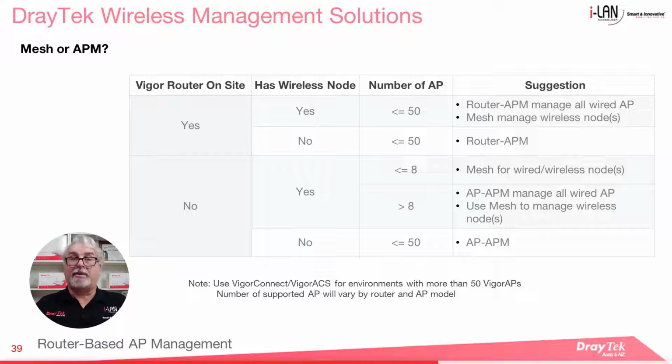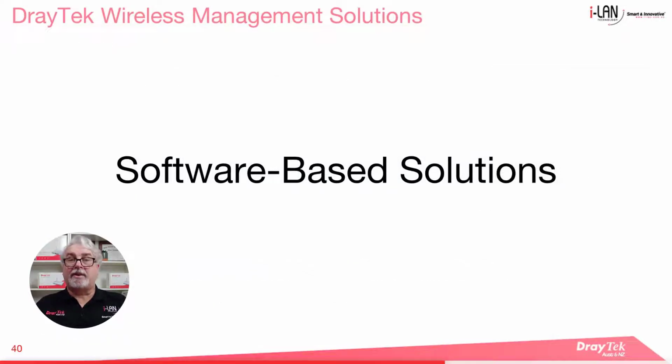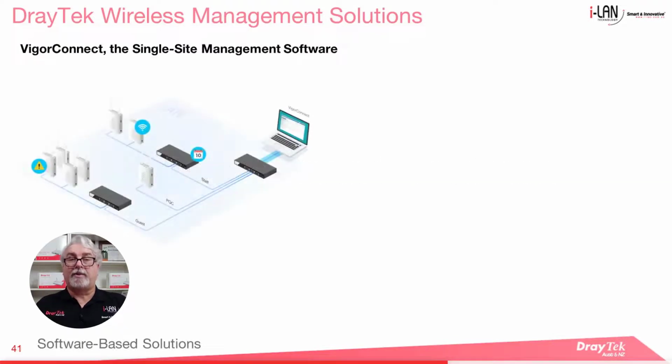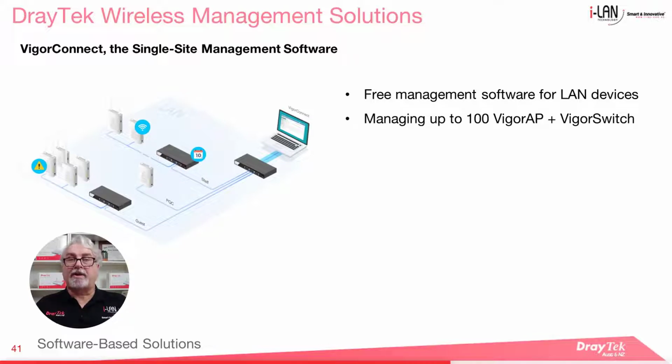For example, a VIGA 2865 router can only manage a maximum of 20 access points. For a larger number of access points, it's recommended to use either VIGA Connect or VIGA ACS software. Let's take a quick look at those. As mentioned, there are two software-based management solutions that are available to manage a Wi-Fi network. The first one is VIGA Connect. This is free software that can be downloaded from our website. It allows you to manage up to 100 access points or VIGA switches on the local network.